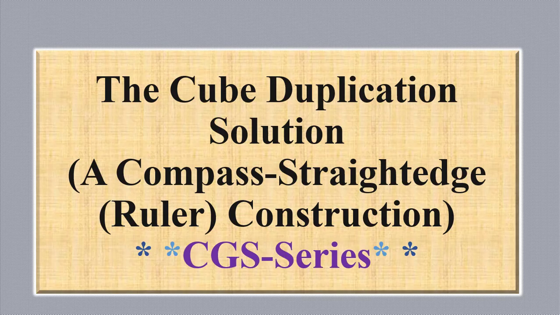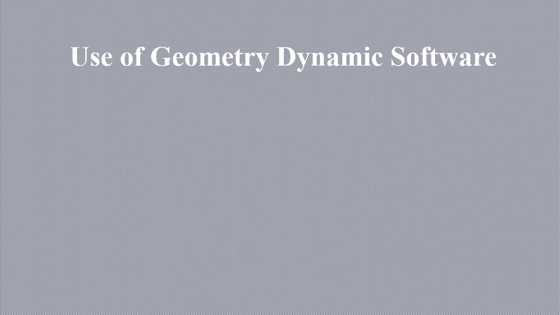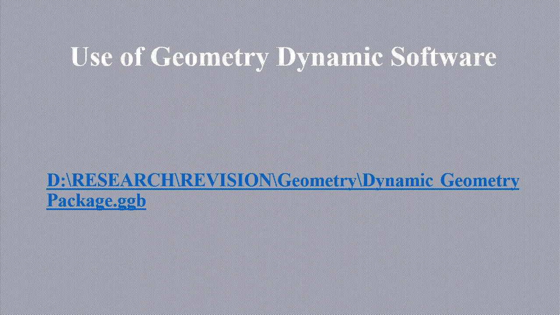Welcome to the first video on the cube duplication solutions in the CGA series. Here we are looking at the solution. We expect to get results of this kind. I'm going to show how to generate a line of magnitude 1.2599, as I promised in the introductory video of this playlist. To help us generate these results, I'm going to use a dynamic geometry package called GeoGebra, and that's what I've used in most of the presentations.